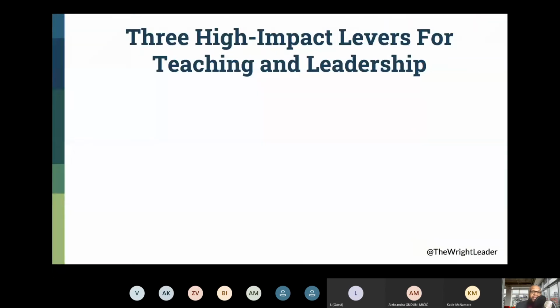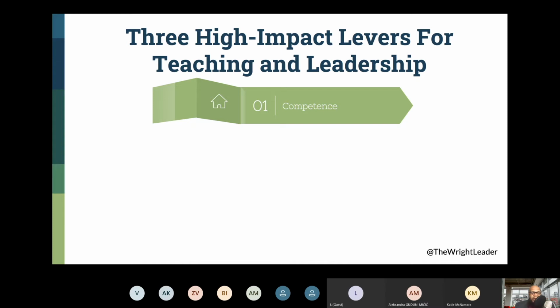Three high impact levers for teaching and leadership. I want to get into those real quick. If you've been on sessions with me before, you know what these are. Number one is competence. What I always talk to folks about is the correlation between competence and confidence. If we would like people to have confidence in us, one of the things we can do to assist that is to demonstrate competence. I believe there is a significant correlation between the confidence someone has in you and the competence that you display. So competence is major.